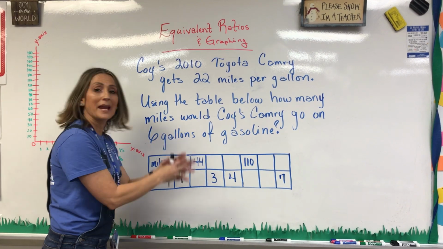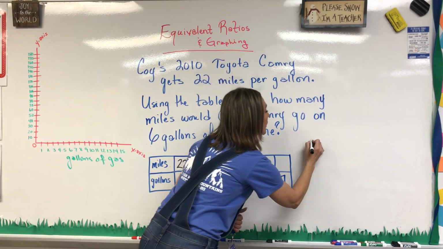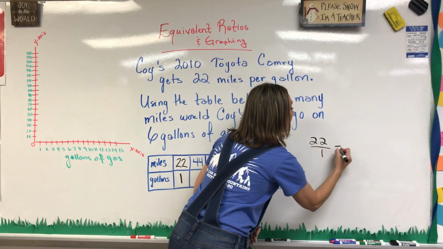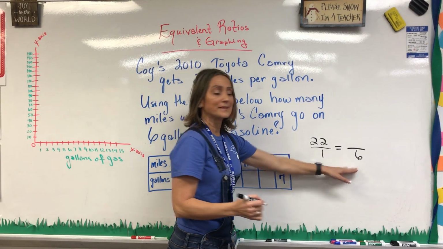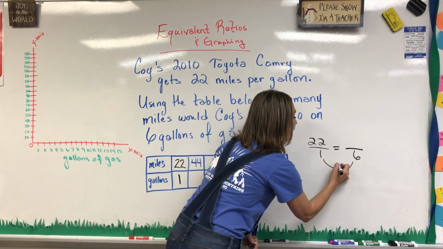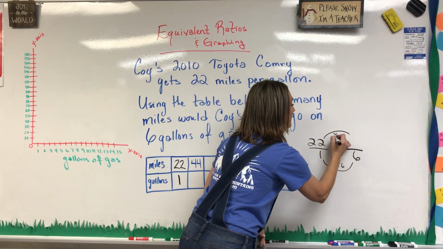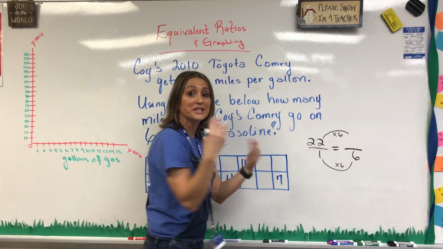This is using the same concept of finding equivalent ratios. So I could come over here and simply go 22 to 1. I want to find out how far Coy's car goes in 6 gallons. Well, the students know that is multiplied by 6. I must do the same to the top that I did to the bottom. So I would come up and I would multiply 22 times 6.